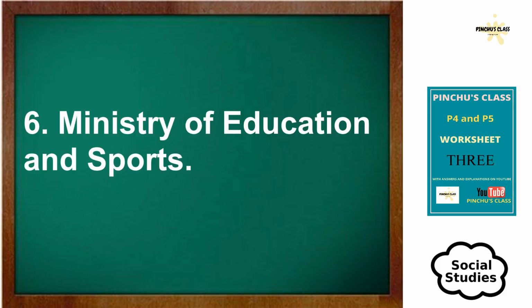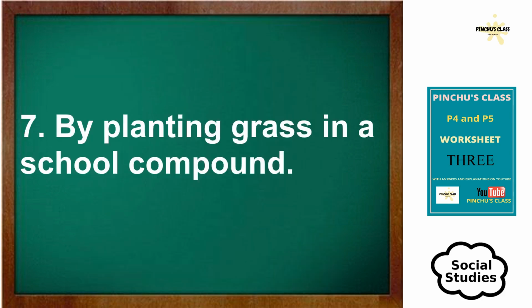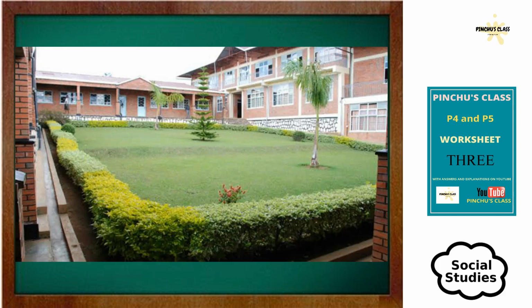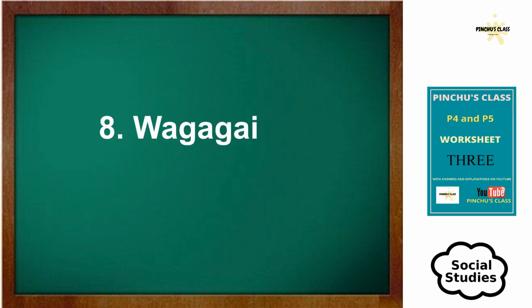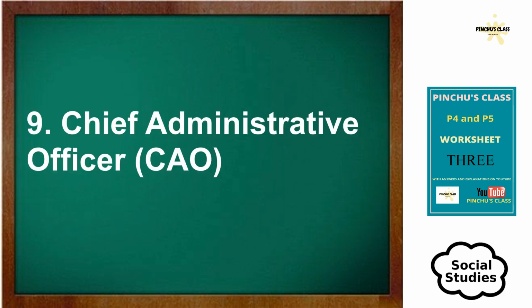Number 6, Ministry of Education and Sports is in charge of schools in Uganda. Yes, it is the Ministry of Education and Sports. Then number 7, soil erosion can be controlled in a school compound by planting grass. Like you see that school compound there, they have planted grass and even some trees. Yes, even some trees. Number 8, the highest peak of Mountain Elgon is known as Wagagai. Yes, Wagagai.